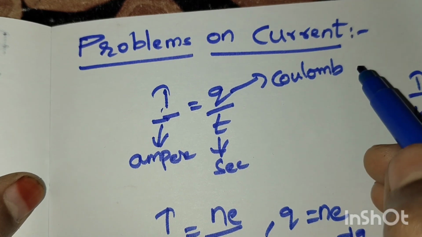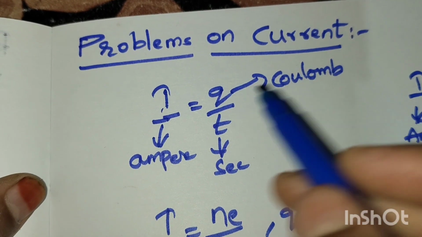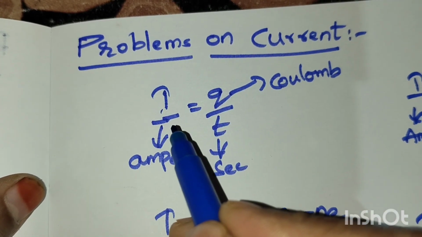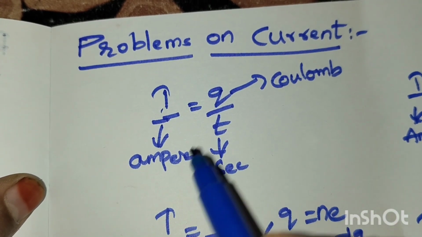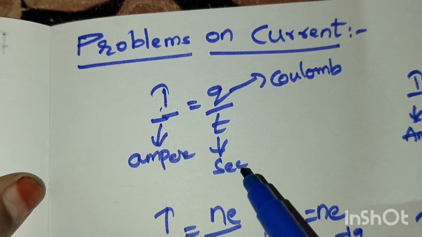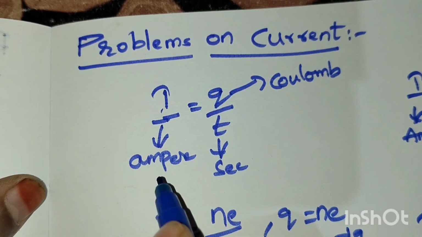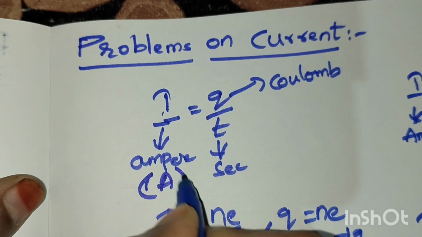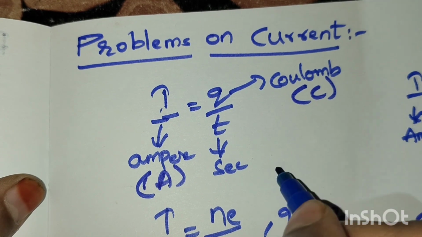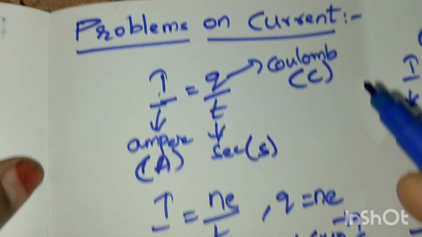Today we are going to discuss some problems on current. The formula for current is I equals Q by T. The unit for current is ampere, the unit for charge is coulomb, and the unit for time is second. Ampere is shortly denoted as A, coulomb is C, and second can be represented as S or SEC.